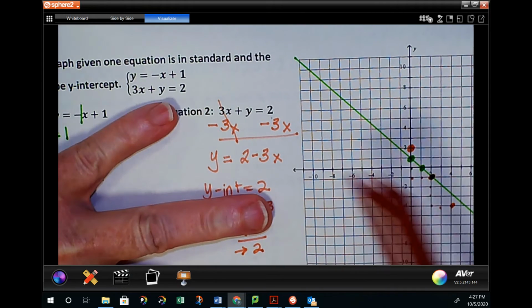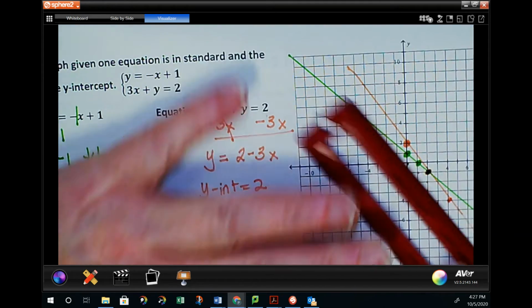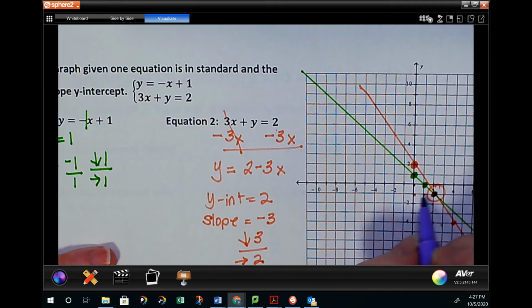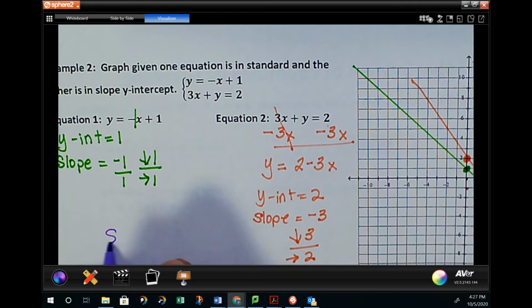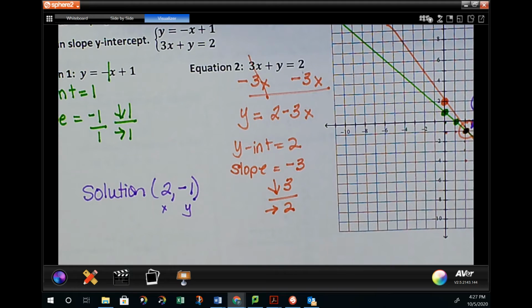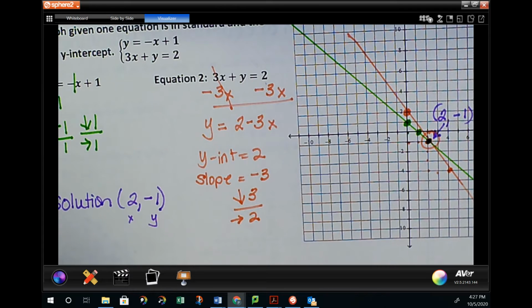So if I look, I have those little points, and I draw my line again. I have this intersection, so that's my solution right there. That solution point is over 2 and down 1, so it's (2, -1). That's my solution point. That's x, that's y. That's where that point of intersection meets.